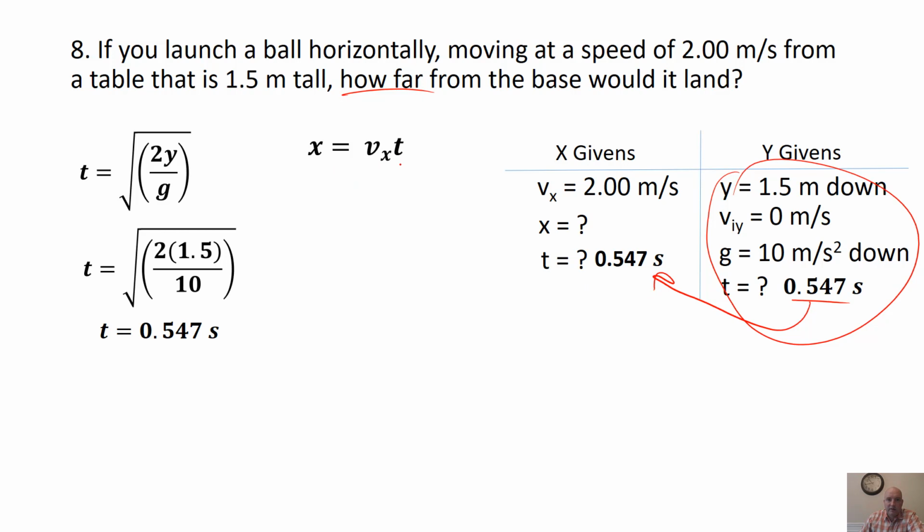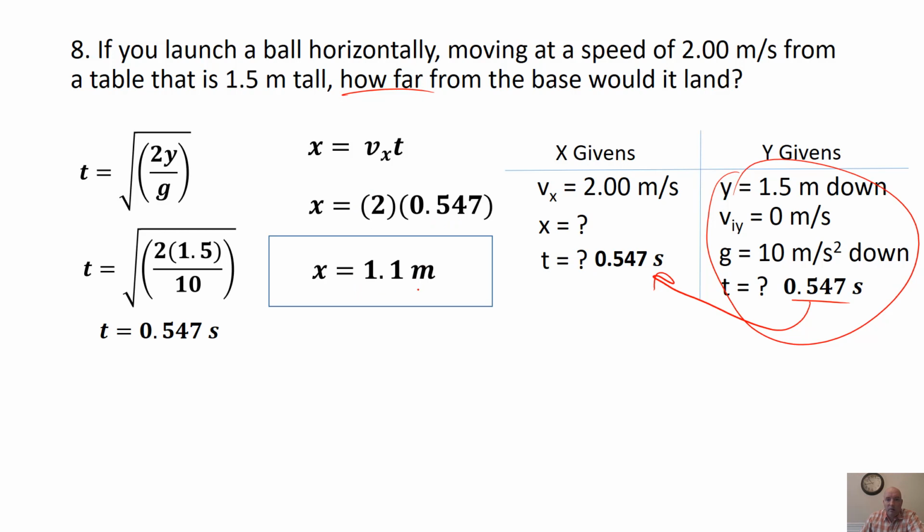We get back to our x equals v times t. We plug in our values, and when you multiply that out, you get 1.1 meters forward. So that's how far from the base. That's how far from the base of the cliff that ball would land right there, 1.1 meters.